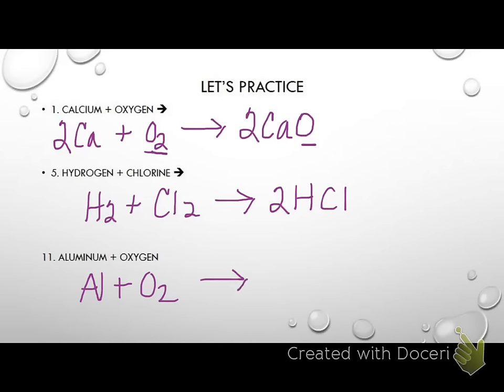And now I would put those together. Again, I look at what their charges are when they're in a compound. Okay, so aluminum is +3, oxygen is a -2. So I'm going to do my crisscross and say that my formula would be Al2O3. So now I need to balance this.